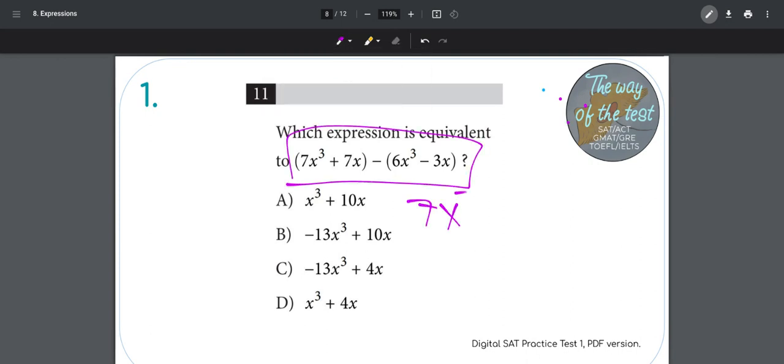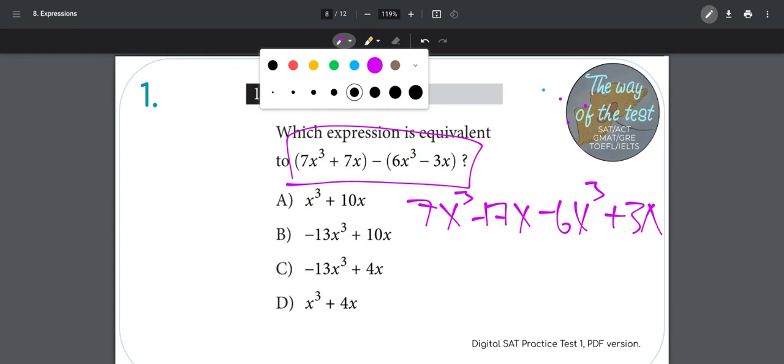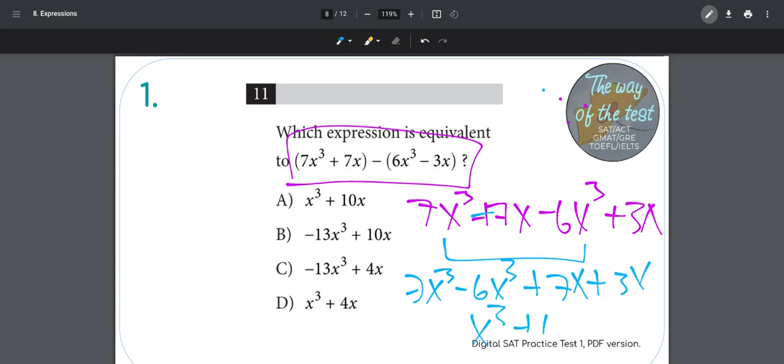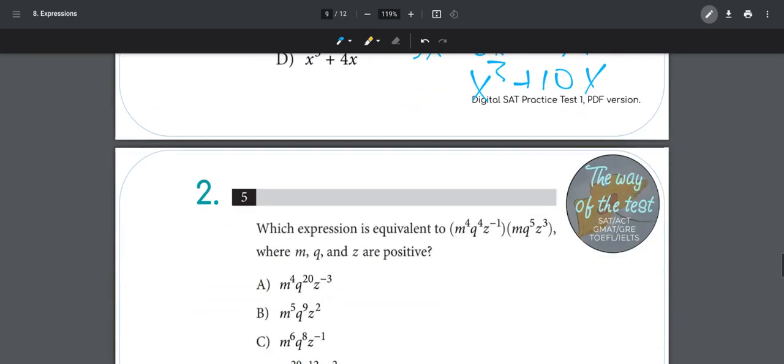So it will be 7x cubed plus 7x minus 6x cubed plus 3x. Then I'm going to group similar terms together. So this with this. So it will be 7x cubed minus 6x cubed. And then this is a plus 7x plus 3x. And this will be x cubed plus 10x, which gives me the same answer. Okay, pause the video, copy if you had to copy. We are going to move on to the next example.